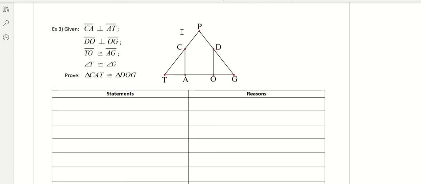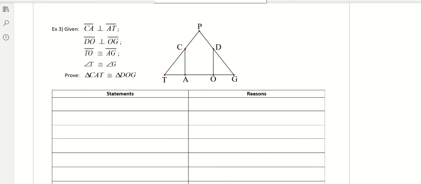Please pause the video, try this one on your own. If you need a little help, unpause the video and I will give you a clue of how to start it. Otherwise, see if you can do this one completely on your own. I did it in 9 steps. That's not to say that's the only way to do it, but I did it in 9 steps. All right, give it a shot.